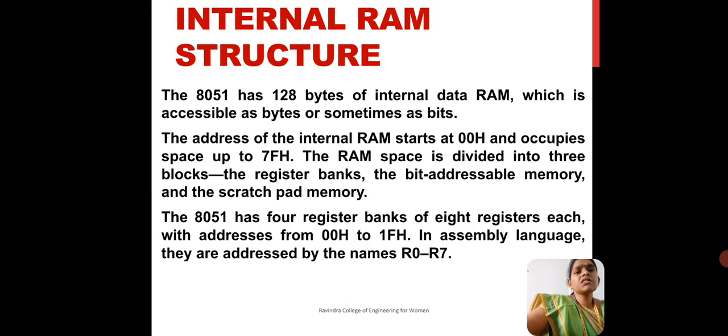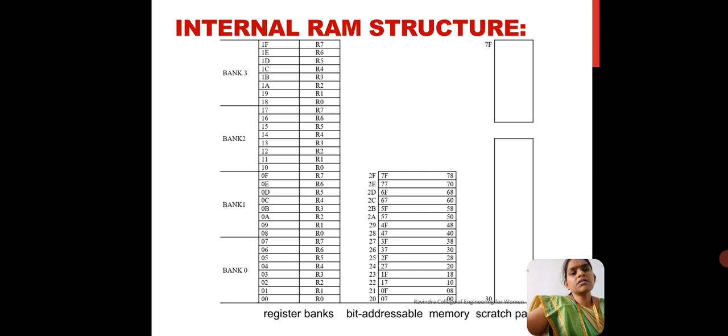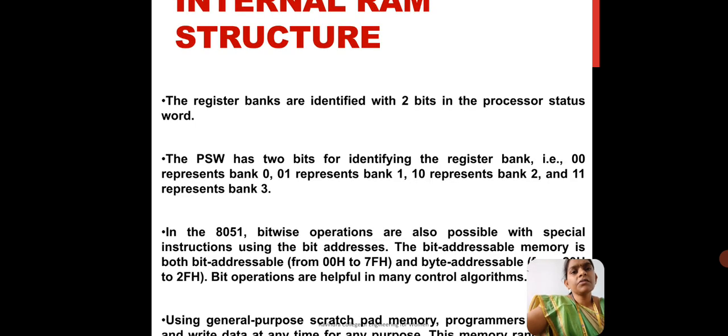So this is the internal RAM structure. It has 128 bytes of internal RAM, which is accessible as bytes and bits. The internal RAM starts at 00H and occupies a space up to 7FH. The RAM space is divided into 3 blocks: register banks, bit addressable memory and scratchpad memory. It has 4 register banks of 8 registers each, from 00H to 1FH, and they are addressed by the names R0 to R7. So this is the internal RAM structure.